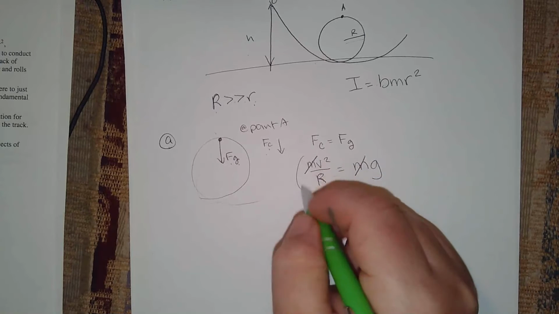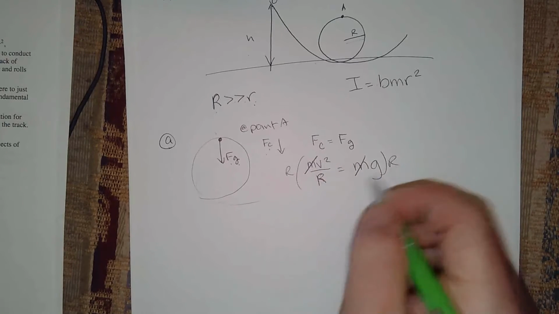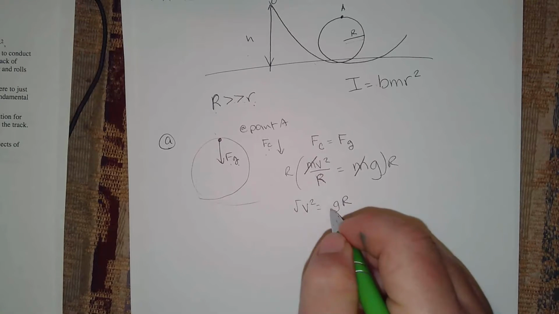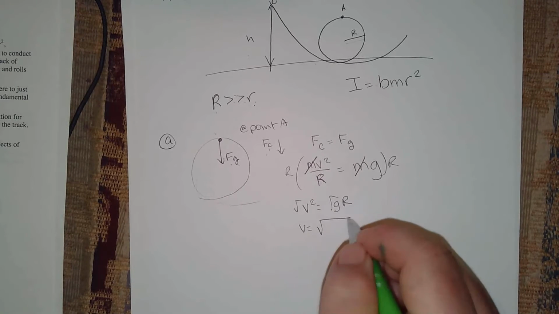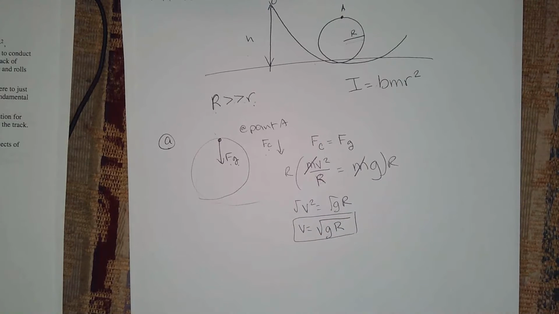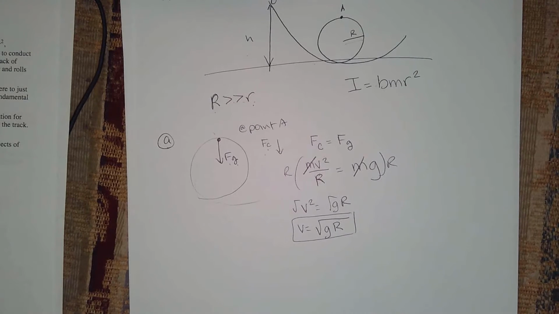So this goes away, this goes away. I'm gonna multiply both sides by R. I get v squared is equal to gR. And then I take the square root of that. So v is gonna equal the square root of gR. And that's how fast I have to be going at the top. So that's a really simple calculation. Just remembering that you have to have a centripetal force to do that.